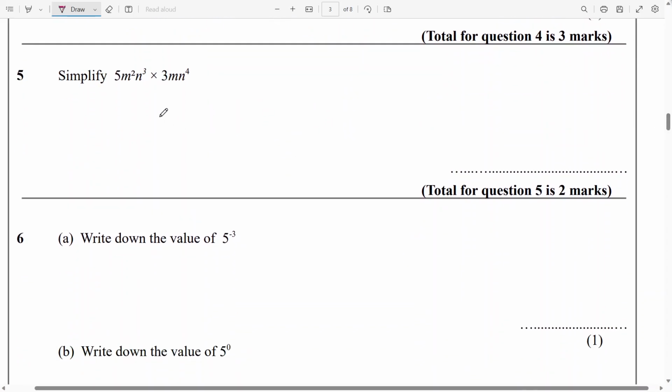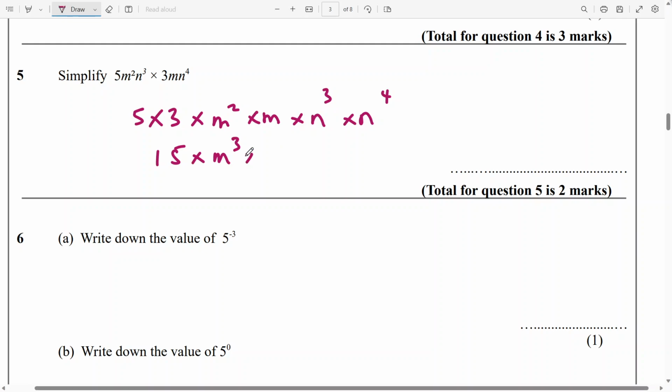Number 5. So we want to work out this. So we're going to multiply the 5 and 3 first. And then multiply m squared times m, and n cubed times n to the power of 4. And this will become 15 times m squared times m, which is m to the power of 3. And n cubed times n to the power of 4 will be n to the power of 7. And this simplifies to 15 m cubed n to the power of 7.